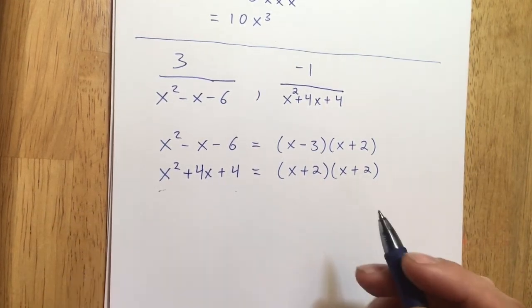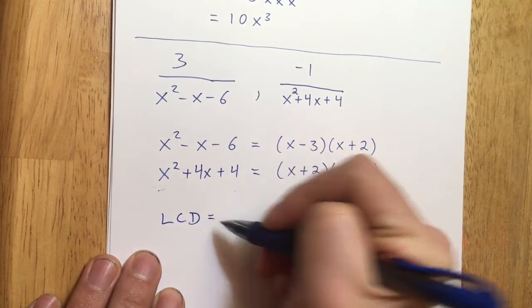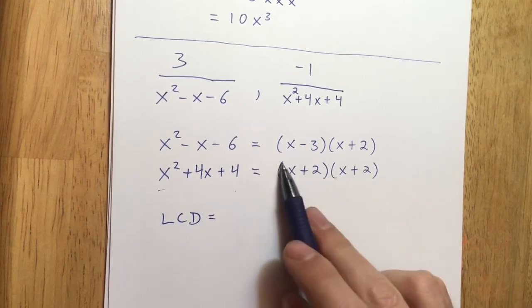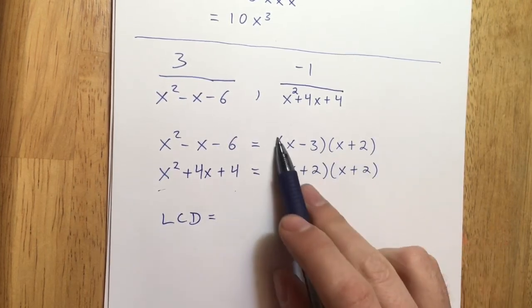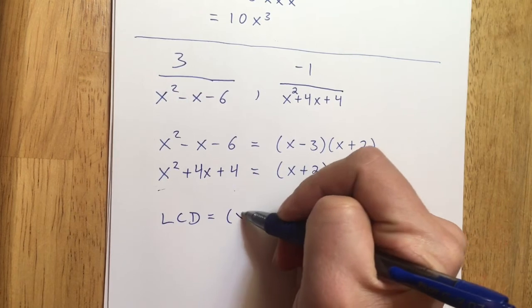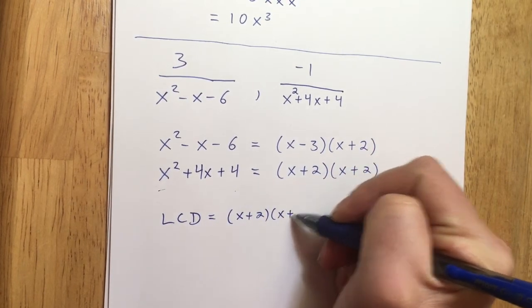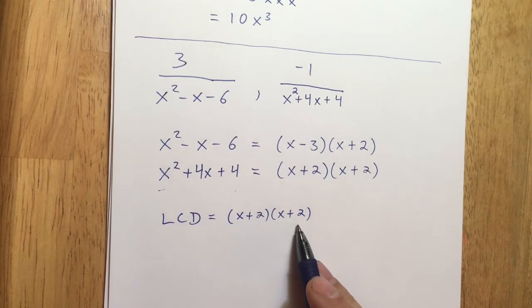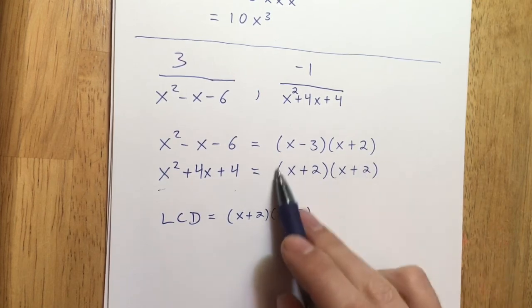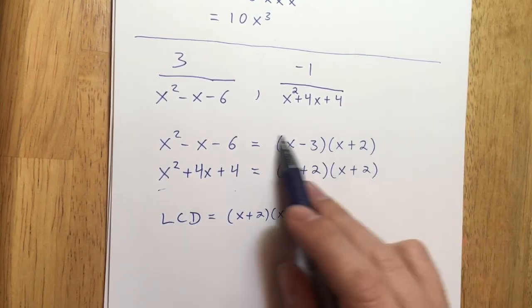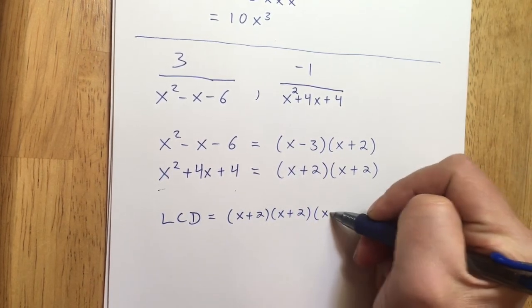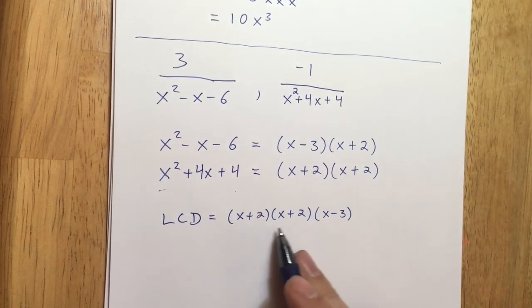For my LCD, I'm going to count how many times each factor appears. In this factorization, x plus 2 appeared twice. In this factorization, it appeared once. What was the most number of times it appeared? Twice. So I'm going to write it down twice. Alternatively, I could have written x plus 2 squared. Now I go to my other factor, x minus 3. How many times did it appear here? None. How many times did it appear here? Once. What was the most it appeared? 1 time. So I'm going to write down x minus 3 once. So this is my LCD.